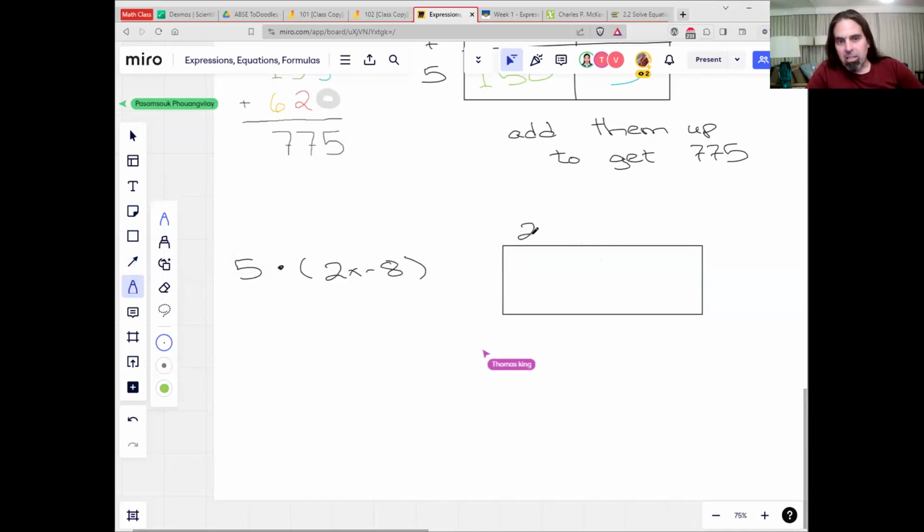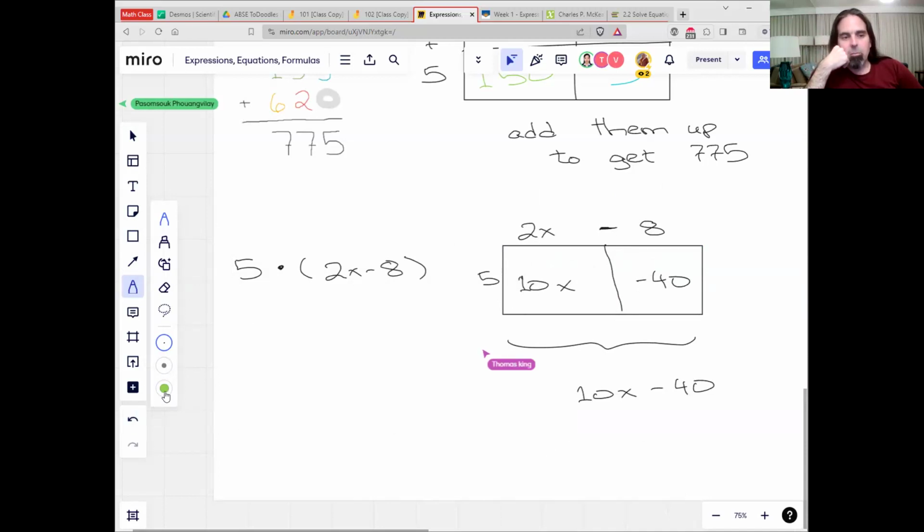We have 2x minus 8, and we have 5. So 5 times 2x, well, 2x and 2x and 2x and 2x and 2x. That's 10 of those x's. And then 8 times 5 is 40, but this 8 is a minus 8, so I need it to be a negative 40. And then when I put it all together, I get 10x minus 40.